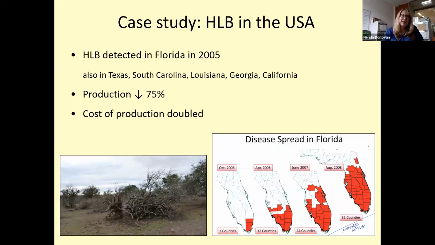And just to show you the impact of HLB and how quickly it can spread, it was detected in 2005, and by 2008, they estimate that every orchard was infected. Production has dropped significantly, and the cost of production has doubled. That's a really big sticking point for Australia, because our cost of production is already high. It would make the industry no longer viable. So if you want to be able to grow citrus in Australia, either as a grower or in your backyard, we want to keep out HLB.